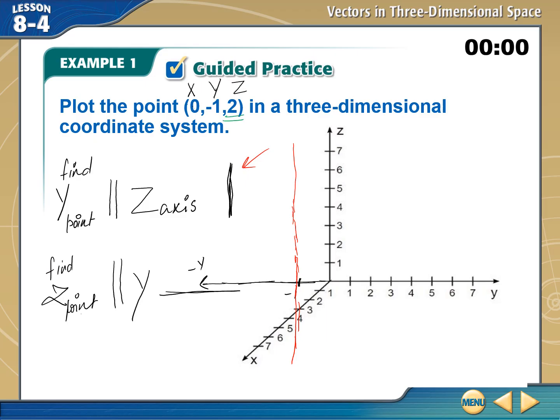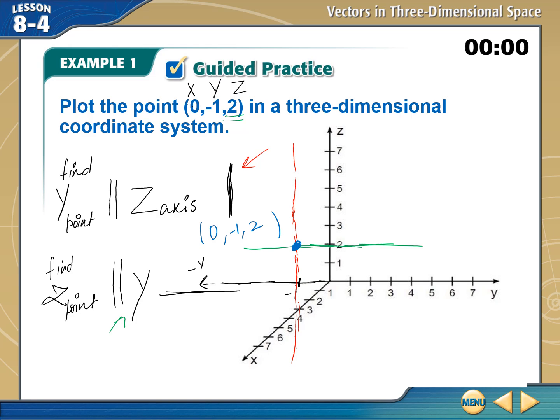So, the z is 2. On the z, I have this 2. I will make the line parallel to the y-axis. That is, on the 2, I will make a horizontal line. Okay, where the green and the red lines are meeting, they are meeting at this point. So this is my answer, 0, -1 and 2.